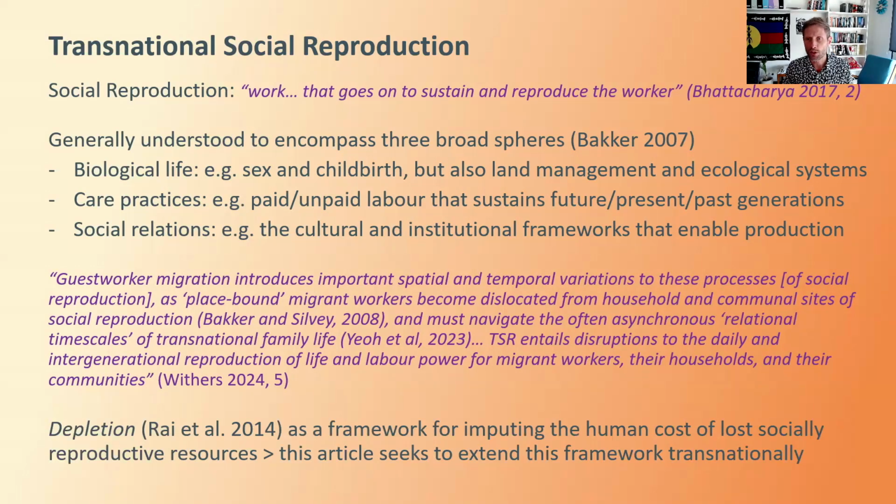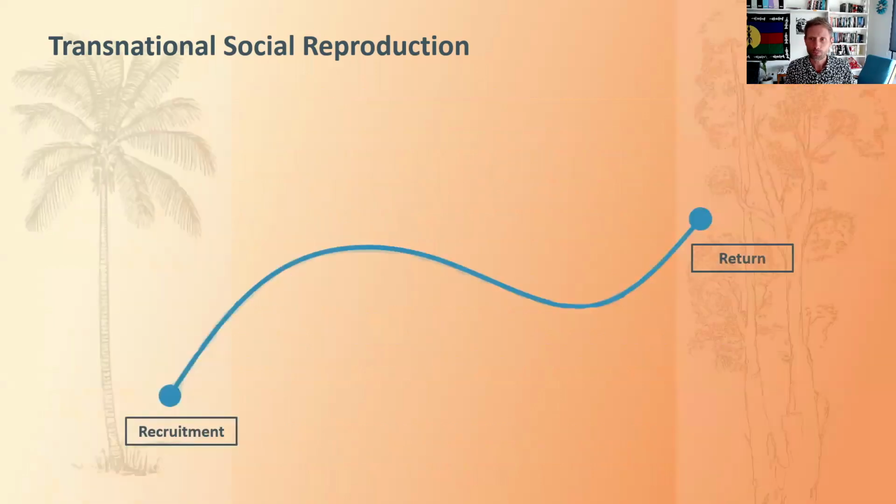And to think about the consequences of this, I've been drawing on Shireen Rai's framework of depletion as a way of imputing the human cost of lost or displaced socially reproductive resources, and to try and extend this framework through guest worker migration to think about what the uneven developmental outcomes of these schemes are.